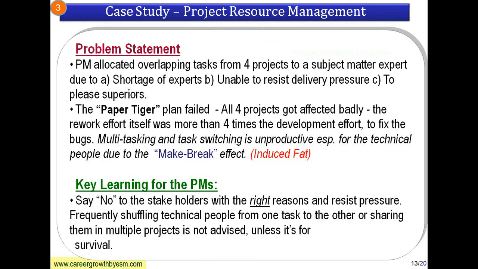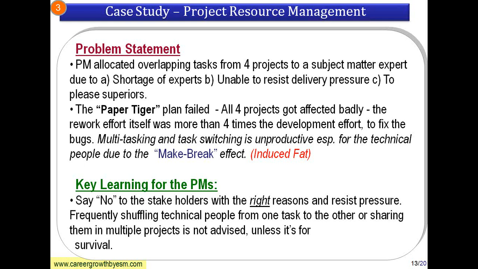Okay. Now this is a case study about resource management. Let us take a PM who allocated multiple tasks from 4 different projects to an architect. He's a subject matter expert, his knowledge levels are very high, so he's like a technical hotspot. Multiple tasks from different projects have been allocated to this subject matter expert, basically due to shortage of experts, and also because the PM is unable to resist the delivery pressure or to please superiors.